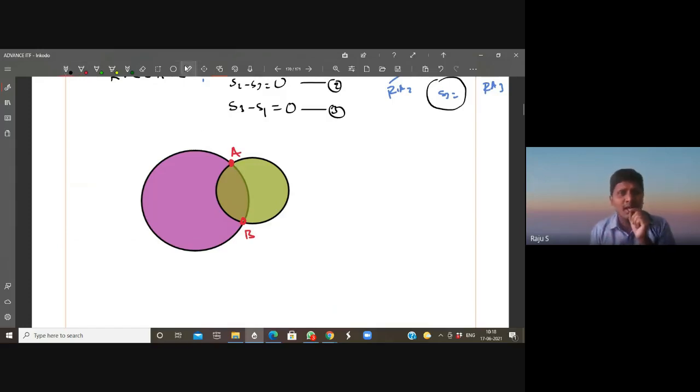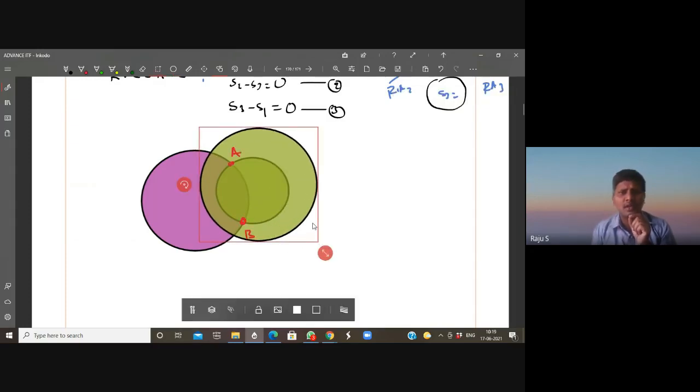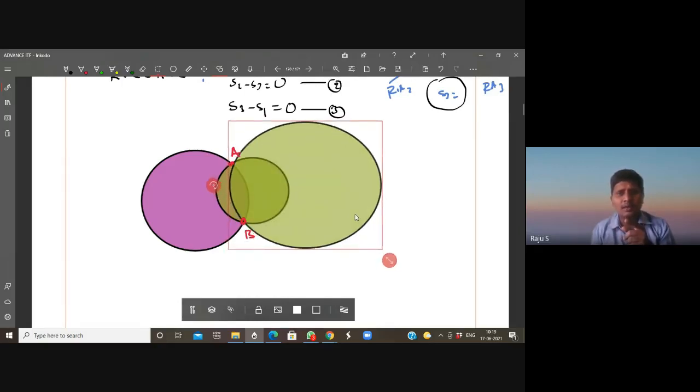Sometimes the question is: find the equation of the required circle which is passing through the point of intersection of the given two circles. What are the points of intersection of the given two circles here? A and B. The required circle is also passing through this A and B. Then what is the equation of this required circle?